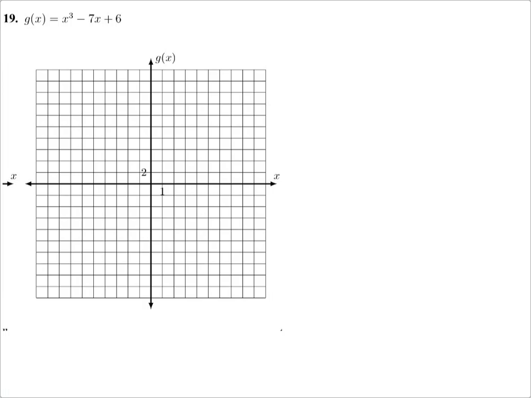We're in Chapter 5 Review, Algebra 2. We have problem number 19. We have this cubic function, x to the third minus 7x plus 6, and we're meant to graph it. First thing you'll want to do, of course, is to figure out how the actual function factors down. So I'm going to rewrite it over here on the right where there's some room.